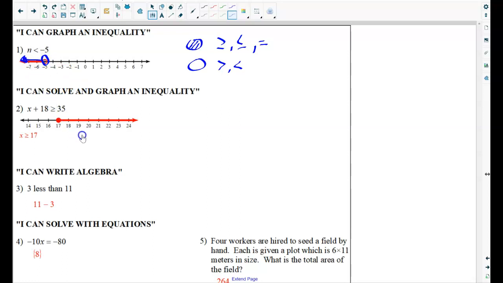All right. Let's see here. I can solve and graph an inequality, okay? So here, we don't have the variable by itself, which is okay. So what I'm going to do is I'm going to copy the inequality.